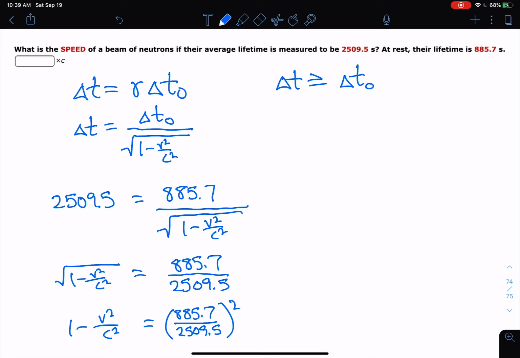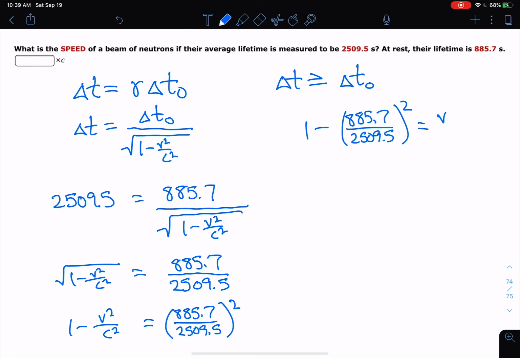Okay, I need to solve. Remember what we're solving for: we're solving for v here. So I'm going to move this to the other side and consequently move this to the other side. So that's going to be v squared over c squared equals 1 minus 885.7 over 2,509.5, squared. Obviously, you could go ahead and calculate that fraction. I'm just trying to move things along here.